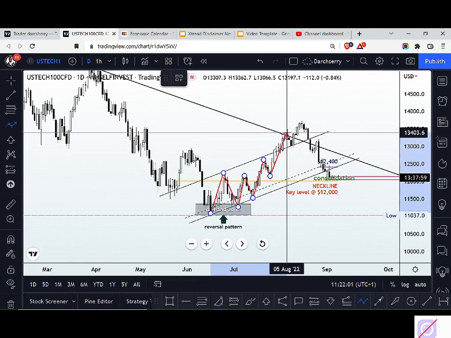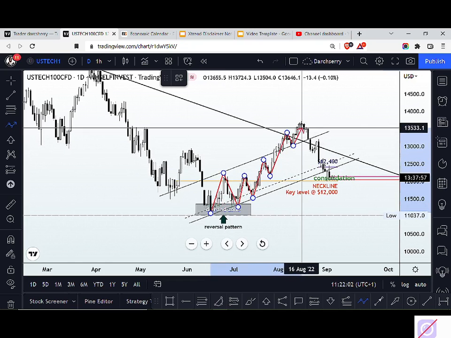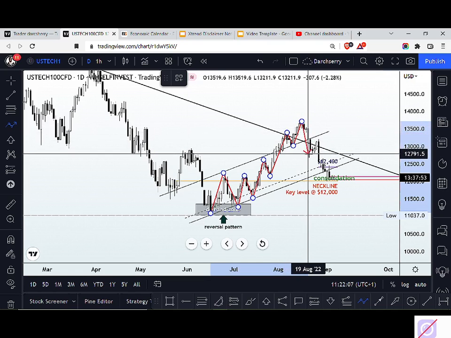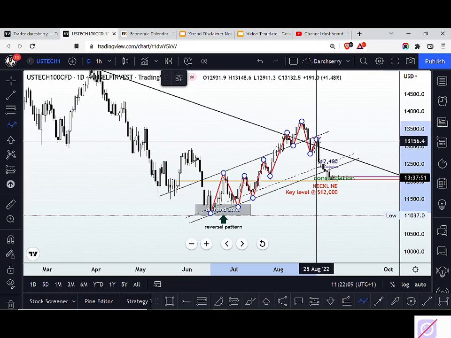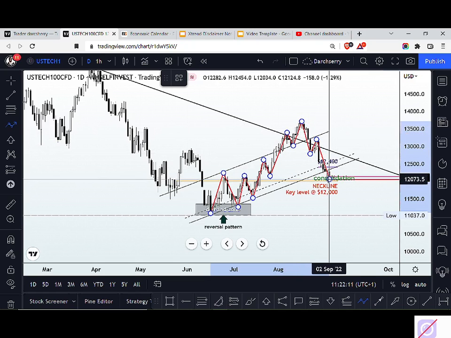We saw the scenario where price came right above that bearish trend line here, and then it broke down the bearish trend line, and we were able to take advantage of this trend continuation to this point.